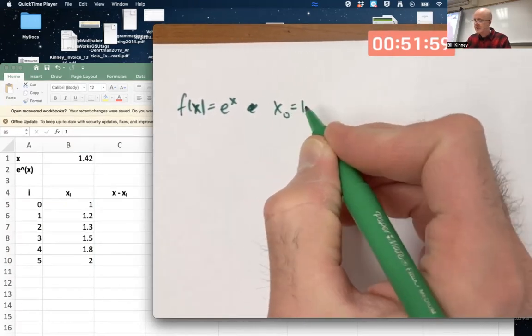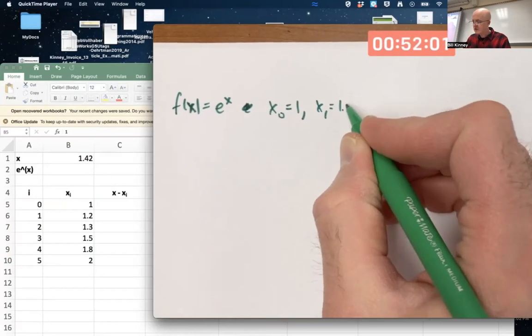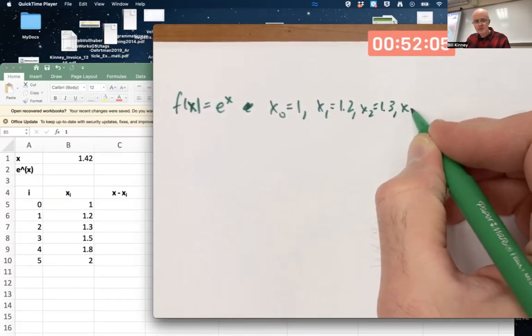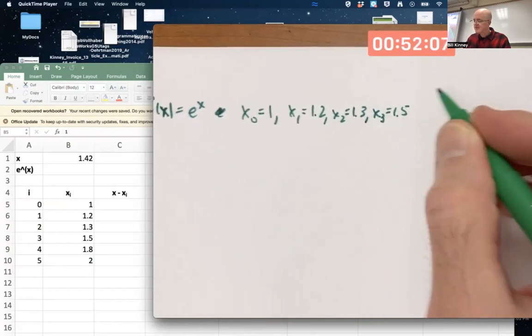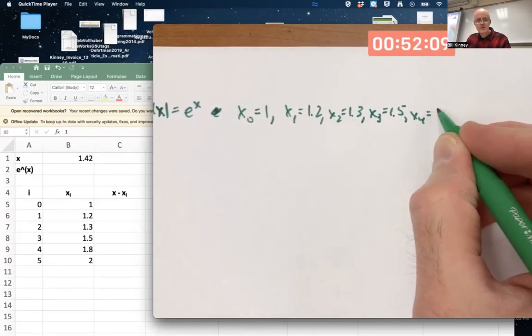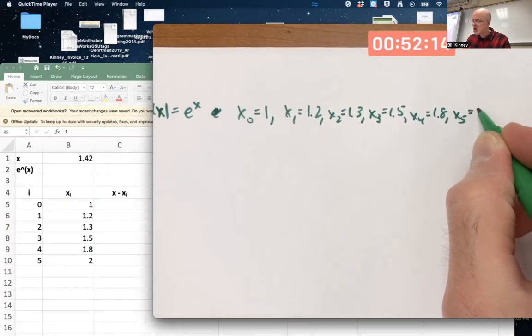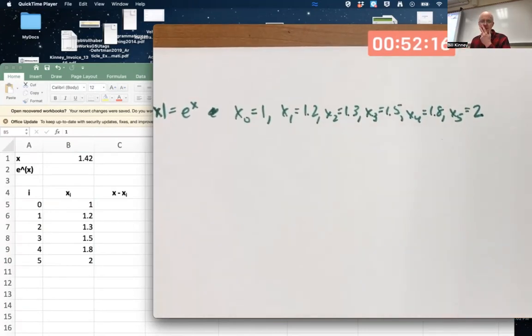X0 is 1. X1 is 1.2. X2 is 1.3. X3 is 1.5. X4 is 1.8. X5 is 2. And I purposely made them unequally spaced because the method, just like with Lagrange interpolating polynomials, still works even when they're unequally spaced.